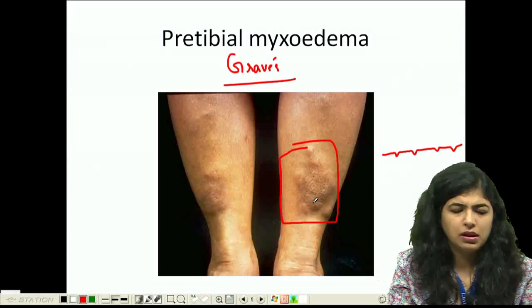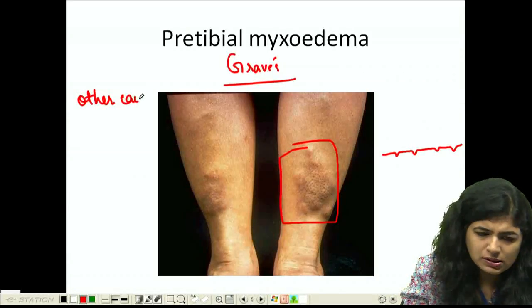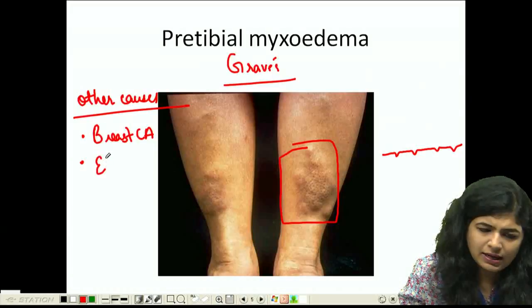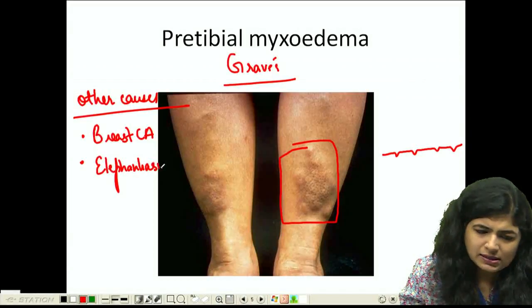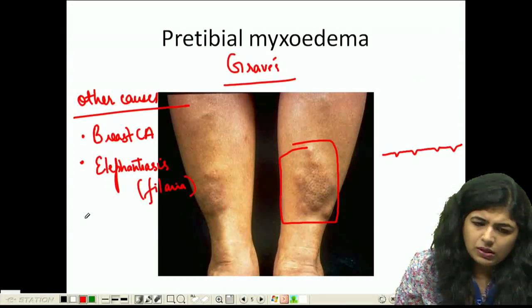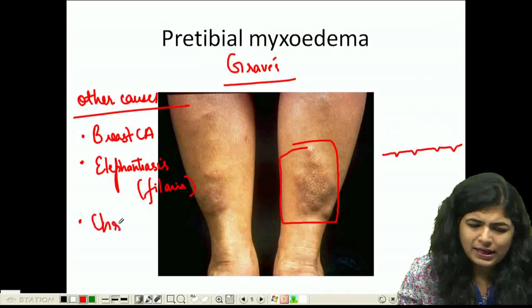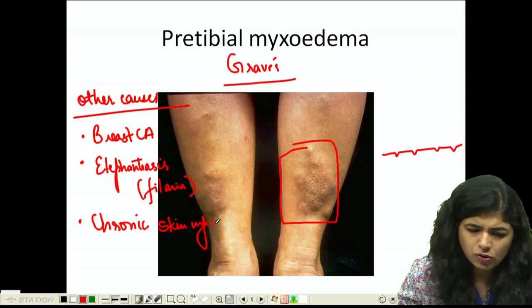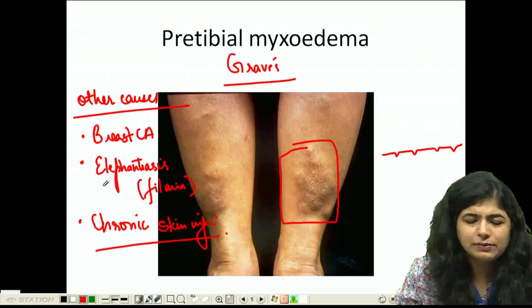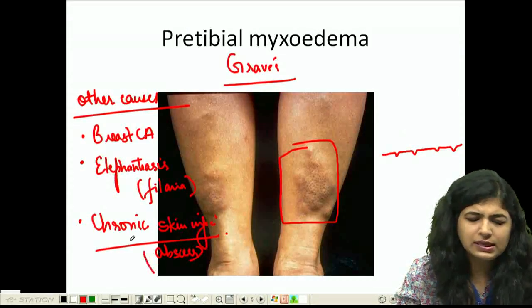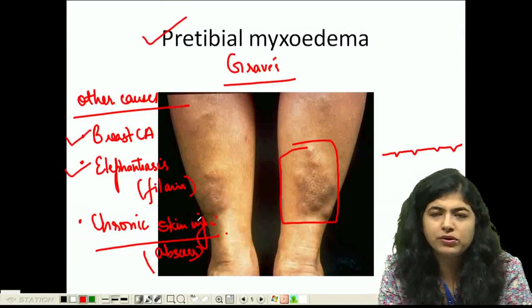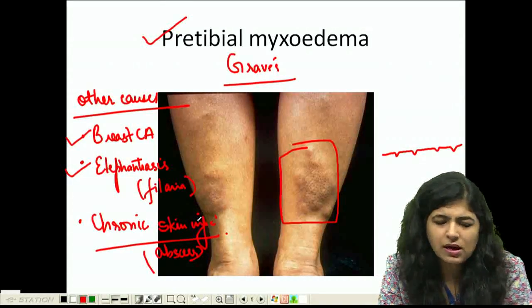Please remember this. What are the other causes of powdery orange appearance? The most common is breast CA, which we already discussed. Other than that, you also see this in elephantiasis, which can be caused by multiple reasons, filaria being a common one. Where else do you see this? In any cause of chronic edema. So chronic edema is also seen in chronic skin infections due to any cause. So chronic skin infection, a chronic abscess, a chronic sinus, elephantiasis, breast CA and pre-tibial myxedema. These are all the most important causes of powdery orange appearance, very commonly asked.